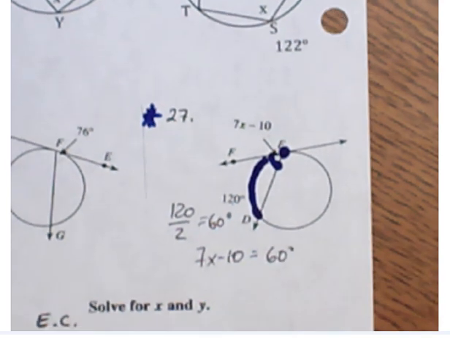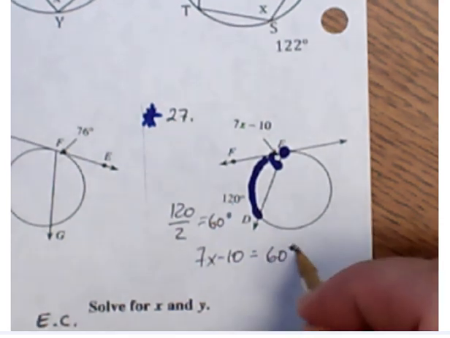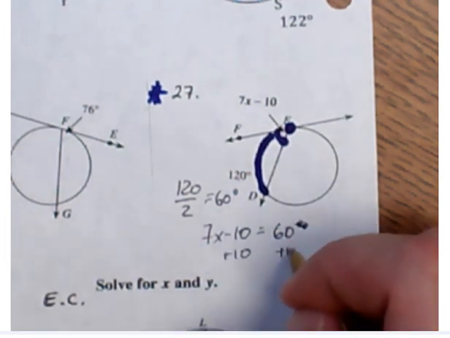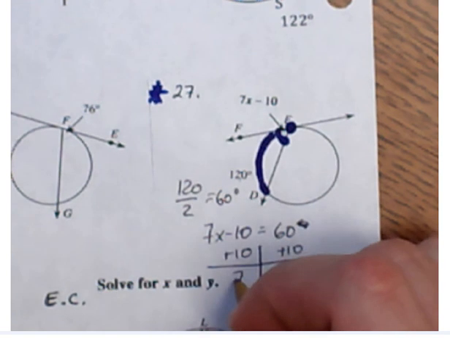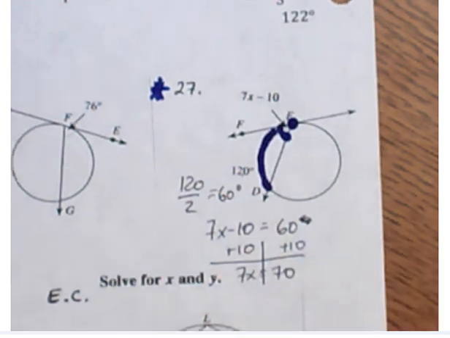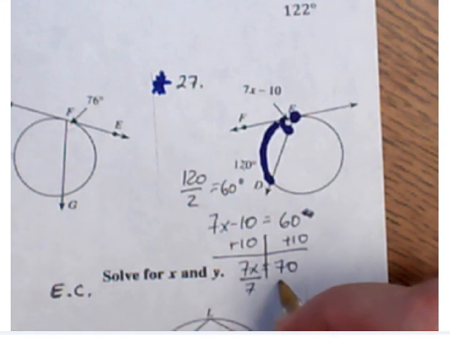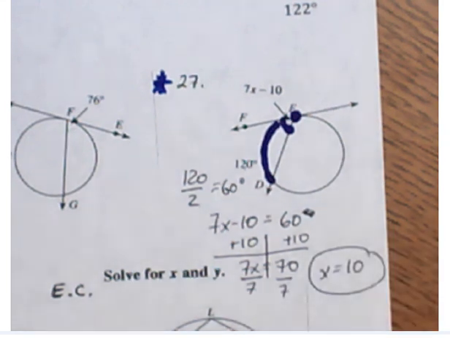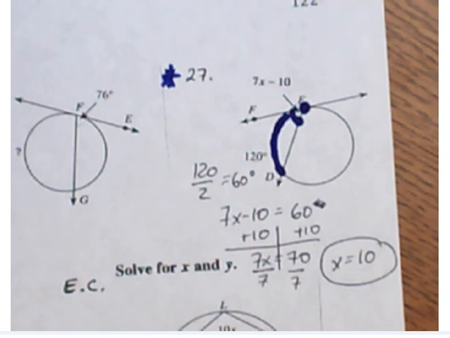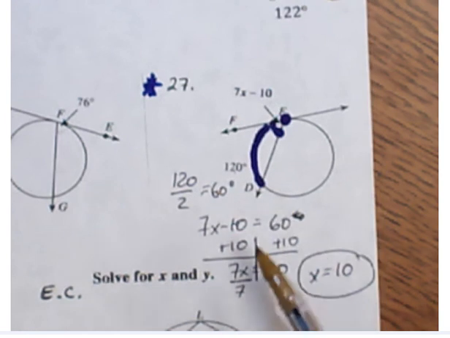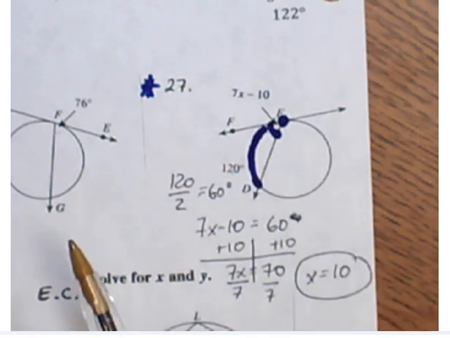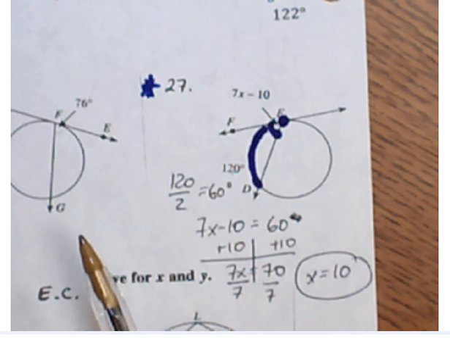Those are the same. 7x minus 10 is 60. I don't need the degree measure. And then I solve it. Plus 10 plus 10. We get 7x equals 70. Oh, this works out nicely. Divide by 7, divide by 7. X equals 10. Okay, and that's the answer. Okay, so if you're dealing with variable expressions like 7x minus 10, nothing changes. You're doing the exact same thing.